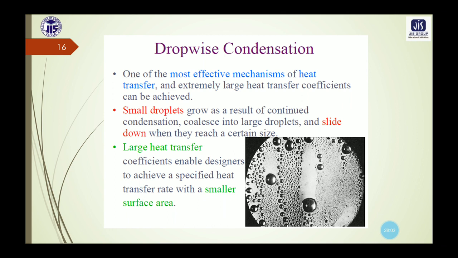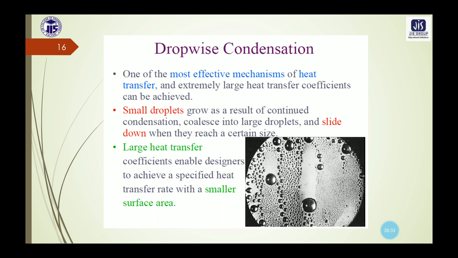So these are some representation of the velocity distribution, then mass flow rate, then film heat transfer coefficient, then heat flux in case of the laminar film condensation on a vertical plate. Now earlier we have discussed the concept of film and dropwise condensation and the difference between these two. Now let us discuss this dropwise condensation in detail again.